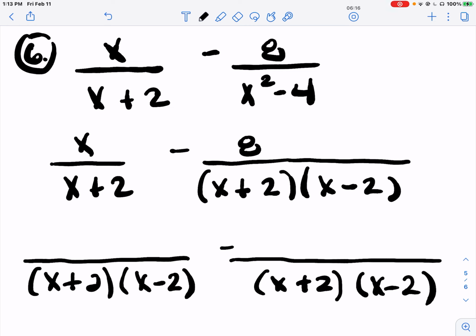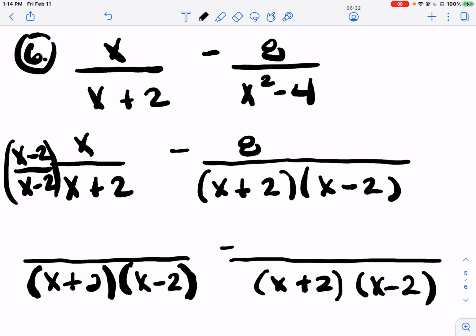Okay, so if I multiply in an x minus 2, if I multiply in an x minus 2 on the left, those denominators will match. Okay, so x minus 2, x minus 2. So I'm going to distribute the x at the top left, x times x, times minus 2.